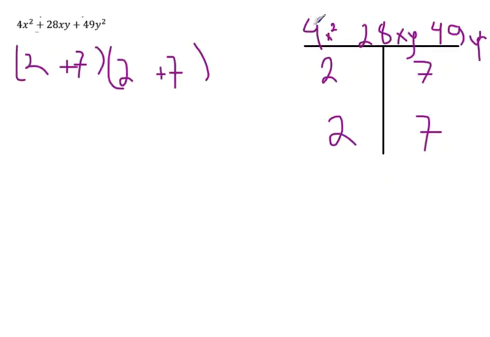So because this is the x squared, each of these are the values of x. This is the y squared. Each of these are the value of y. And that makes sense because 2x times 2x is 4x squared. And 7y times 7y is 49y squared. And 2x times 7y is 14xy.